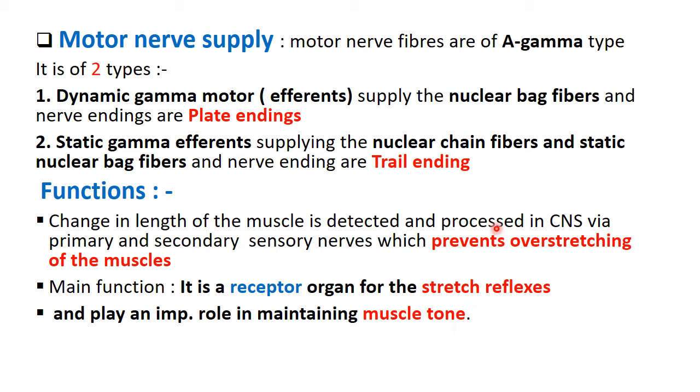So these are the functions of the muscle spindle, the functions of the sensory afferents and the motor efferents to the muscle spindle. And all three points, that is, preventing overstretching, stretch reflexes, and muscle tone, are very important functions of the muscle.